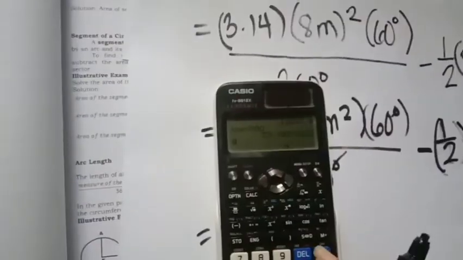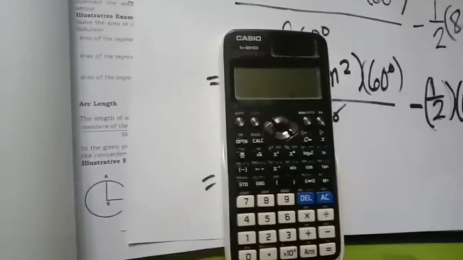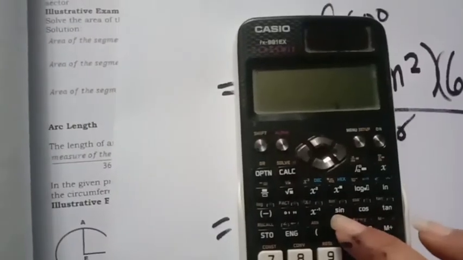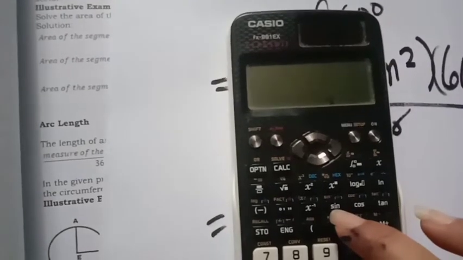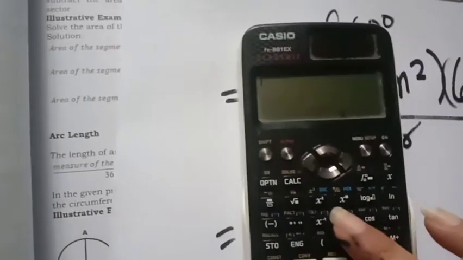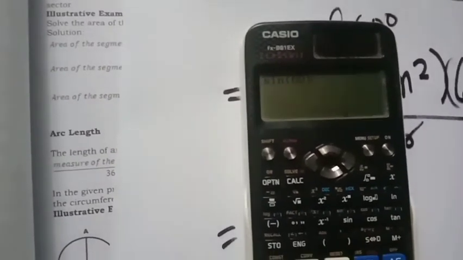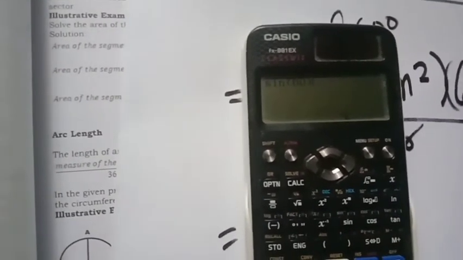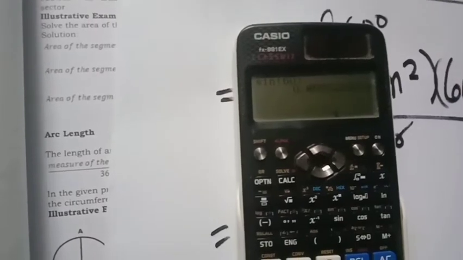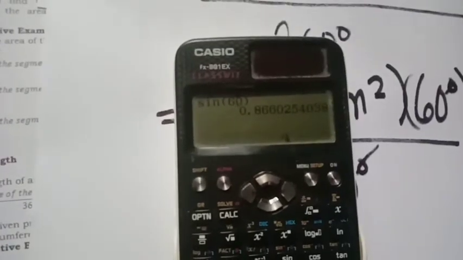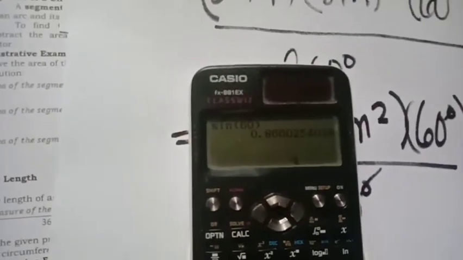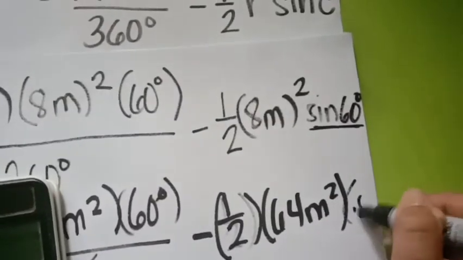So, gagamit tayo ng scientific calculator para makuha yung sine 60 degrees. Doon sa scientific calculator ninyo, may makikita kayo na SIN. So, yun yung sine. Click sine, and then 60. Then, i-close natin ng parenthesis. So, sine 60 degree, and then press equal sign. So, yun yung value ng sine 60 degrees. Ang kukunin nyo lang ay up to 2 decimal place. So, 0.87.